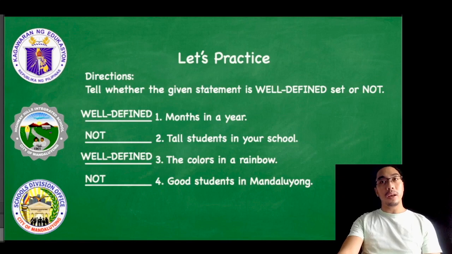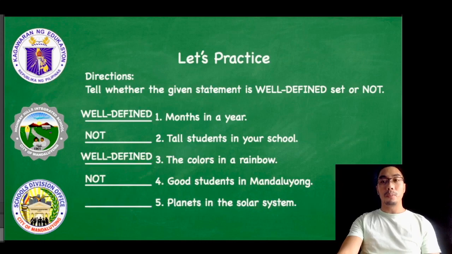Because good students also depends on the perspective of every person. You might say that I'm good, but for others, they're not. So that's why it's different. And therefore, it's not well defined. Now let's take the last question. Planets in the solar system. Is it well defined or not? What is your answer? The correct answer is well defined.